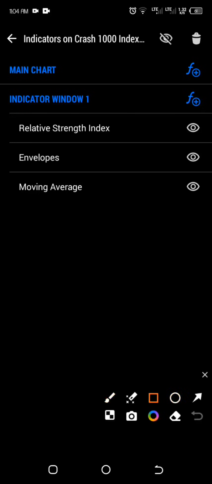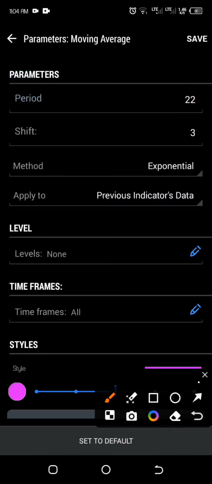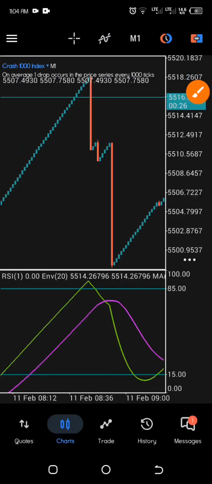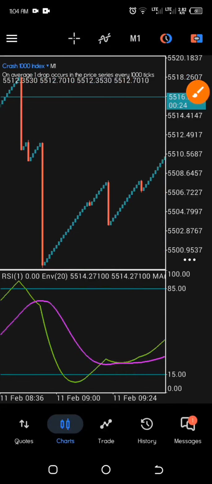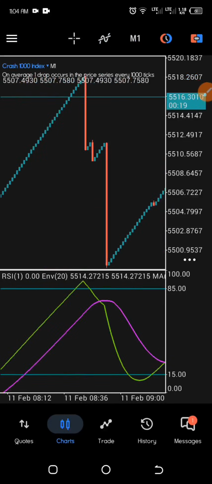Now moving on to the next one, which is going to be the moving average. How do we add the moving average? We click on this main chart or indicator with F plus. We search for moving average, and these are the parameters. The period is 22, shift is 3, method is exponential, apply to previous indicator's data, and for the style, use a color of choice and click on save. So those are the settings we need for the strategy. If you use the same color that I use, your chart will look like this, and if you use a different color, your chart will look like this, but the indicator color is going to be different.